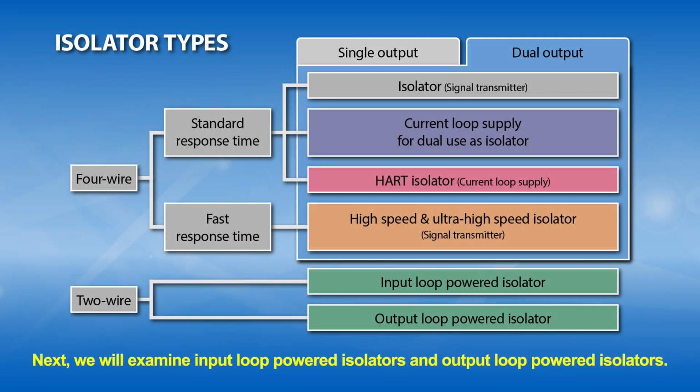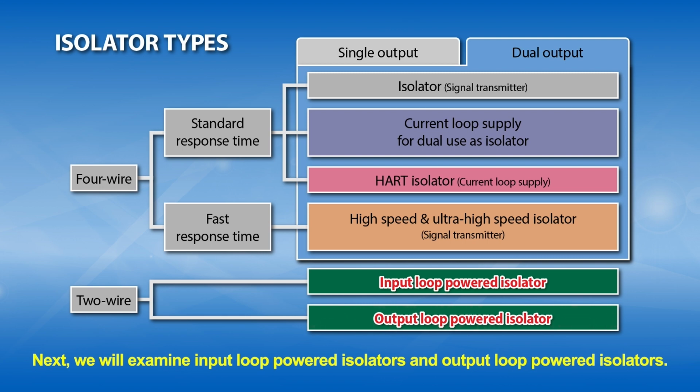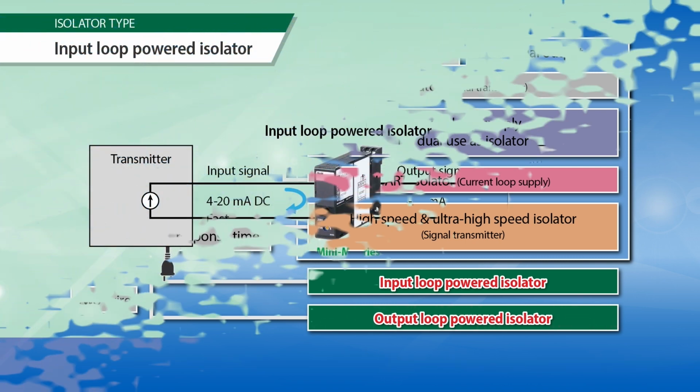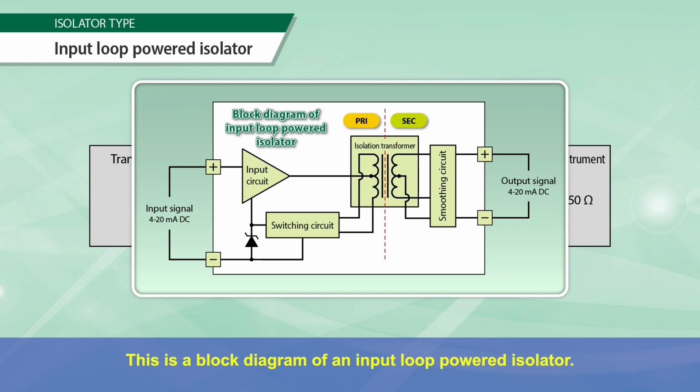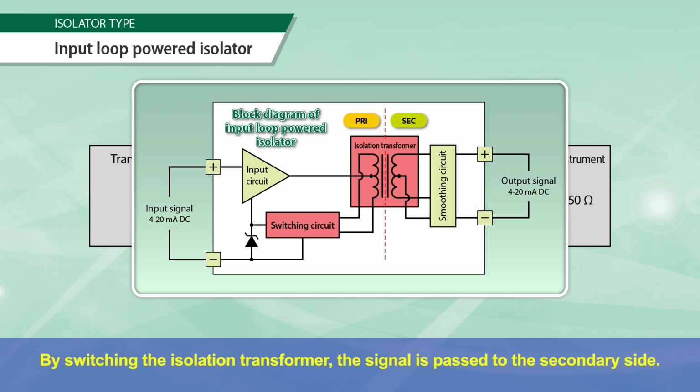Next, we will examine input loop powered isolators and output loop powered isolators. An input loop-powered isolator is a signal conditioner designed to take the power supply to drive the switching circuit from the 4 mA portion of the input signal 4 to 20 mA DC. This is a block diagram of an input loop-powered isolator. By switching the isolation transformer, the signal is passed to the secondary side.